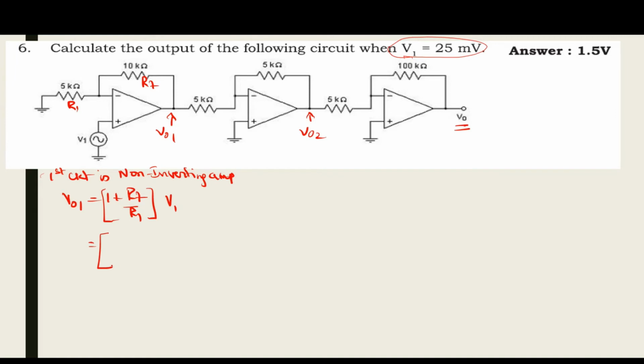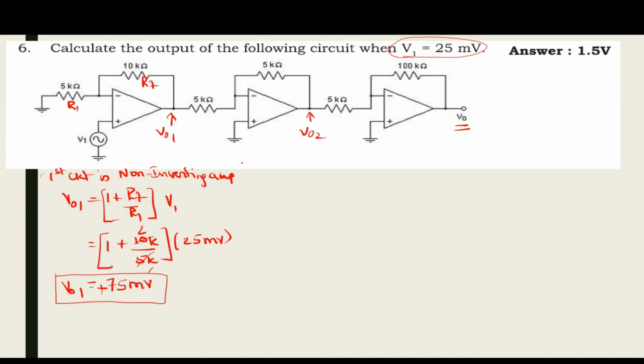1 plus 10K by 5K into, what is V1? 25 millivolt. Let me keep it in milli only right now. What will this become? 1 plus 2, 2 plus 1 is 3, 3 into 25. What will be the answer? 75 millivolt. Since it is non-inverting, the sign will be positive.